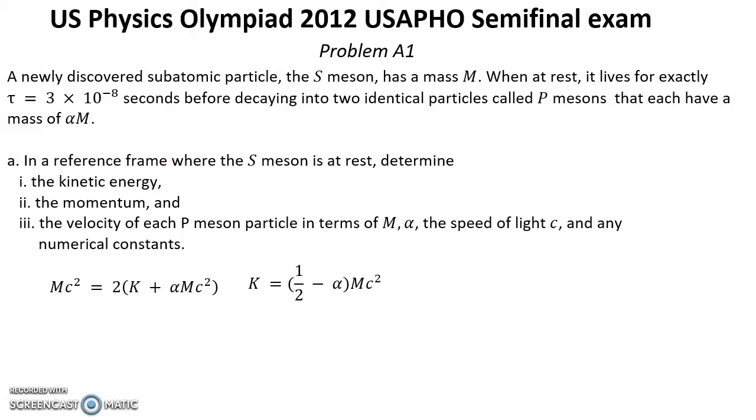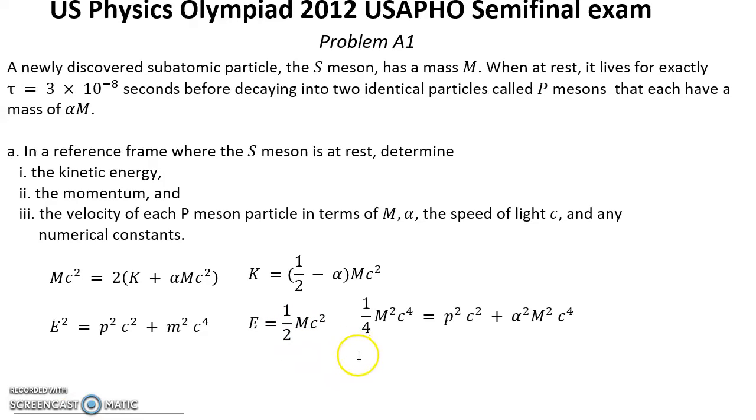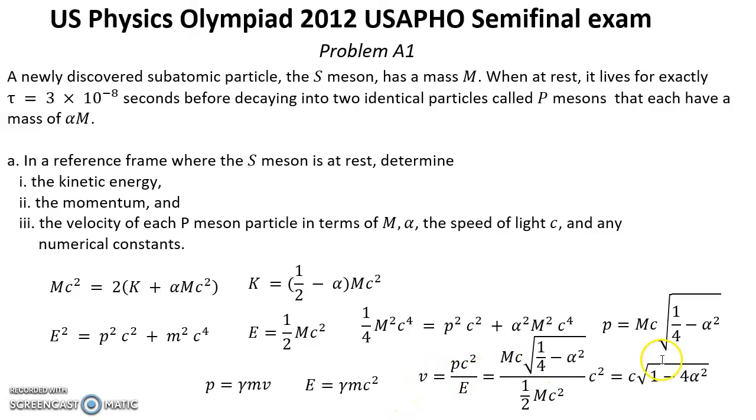Second, the momentum. For each particle we have this equation. In our case, each p meson has energy 1/2 mc squared. It means that for the p meson we have this equation. From this equation we can find that the momentum equals this expression: mc multiplied by the square root of 1/4 minus alpha squared. For a particle of mass m, we have momentum p equal to gamma mv and energy equal to gamma mc squared. And we can divide momentum by energy and find the speed. The answer for speed v is finally c multiplied by the square root of 1 minus 4 alpha squared. That was the answer for the third part.